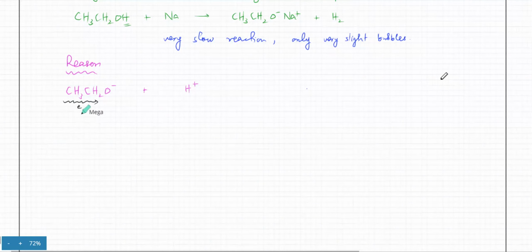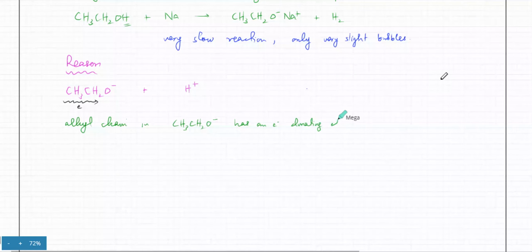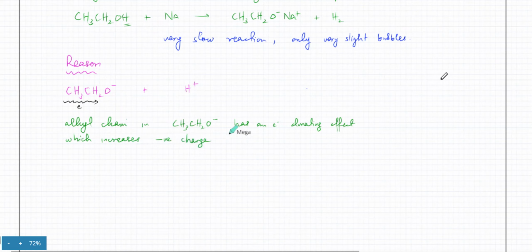So I'm going to write the explanation that the alkyl chain in CH3CH2O minus has an electron donating effect, which increases negative charge density on this ion, which makes it unstable.